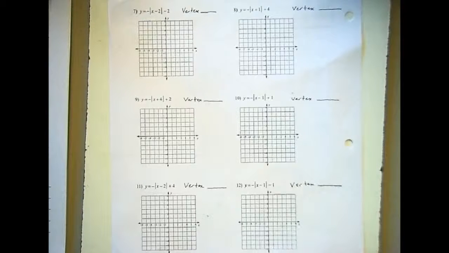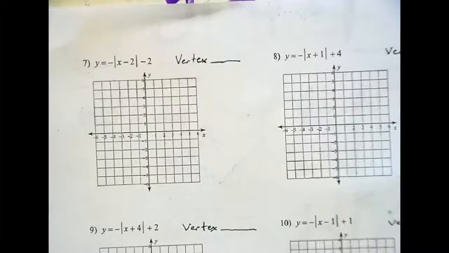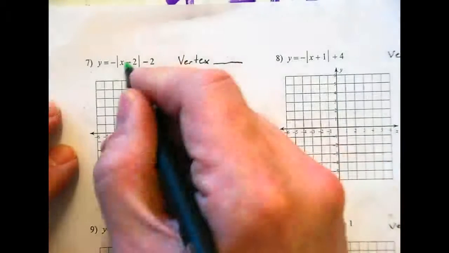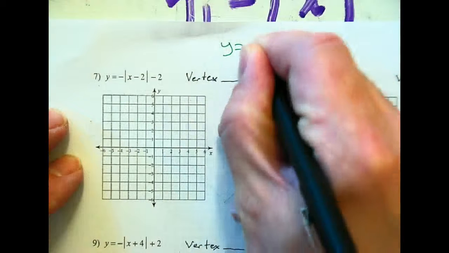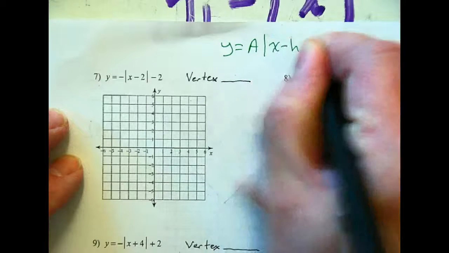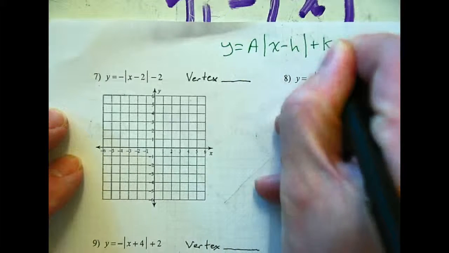Just a quick review. Let's do this first one together. Make sure we're all on the same page. You remember, this is your h term. So if you think back to yesterday, we have y equals a times the absolute value of x minus h plus k. Okay, x minus h is inside our absolute value.